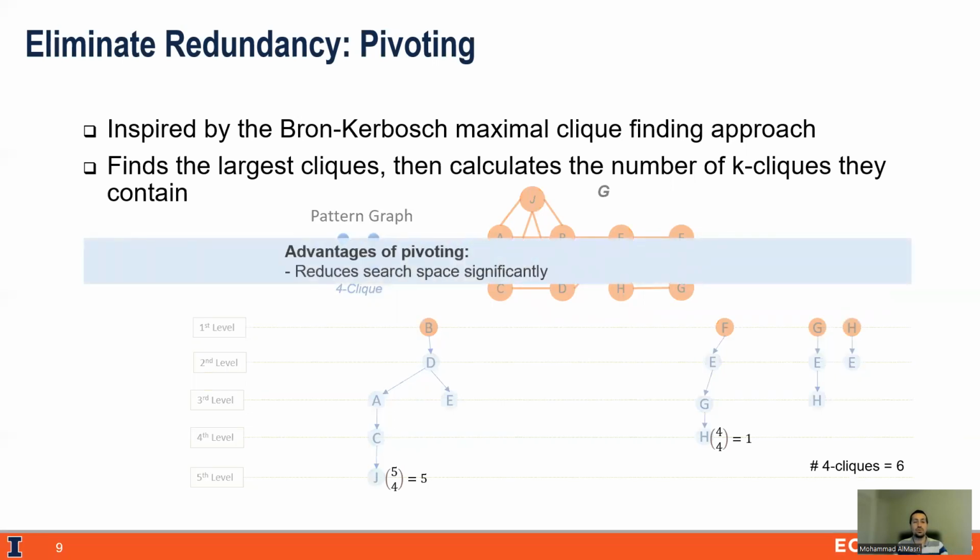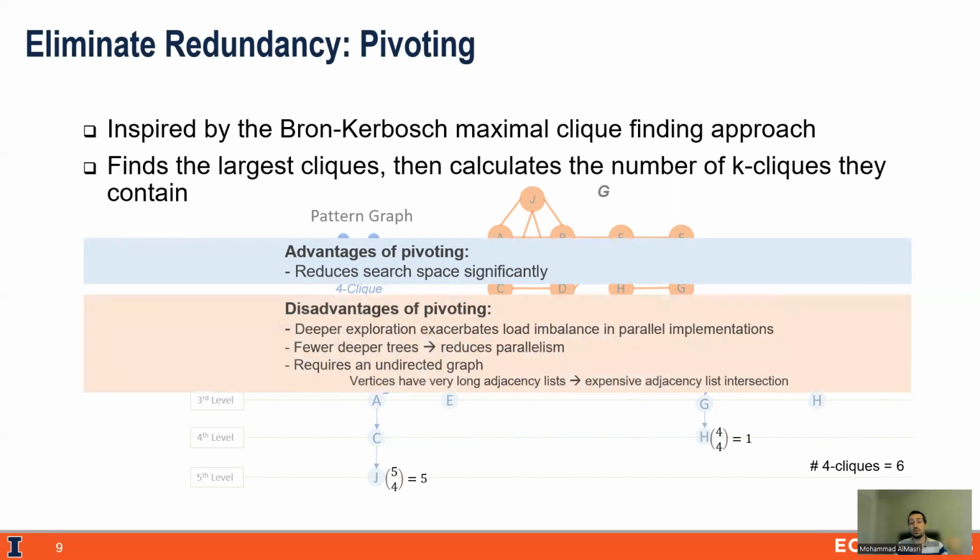The advantage of pivoting is that it reduces the search space significantly, as I'm showing here in the slide, as compared to the previous slide of graph orientation. However, there are some disadvantages of pivoting: we need to do deeper exploration, and this will make the load balancing worse in parallel implementation. Also, the second disadvantage is that there are fewer and deeper trees, which will basically reduce the parallelism.